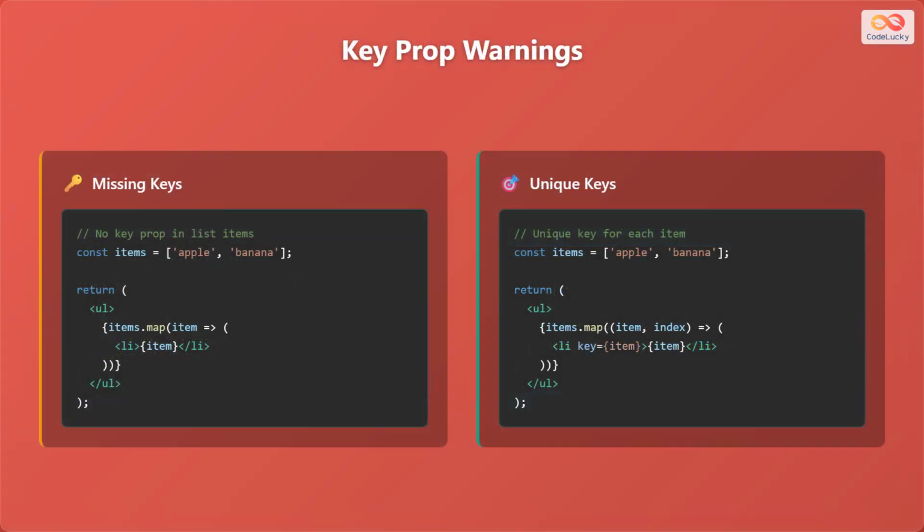When rendering lists in React, each item should have a unique key prop. The code on the left is missing this key prop when mapping over an array of items to create a list. React uses these keys to identify which items have changed, are added, or are removed. The code on the right demonstrates the correct approach by adding a key prop to each list item. It's generally best to use a unique identifier from your data as the key. If no such identifier exists, you may use the array index as shown here, but be aware that this can lead to issues if the list is reordered.